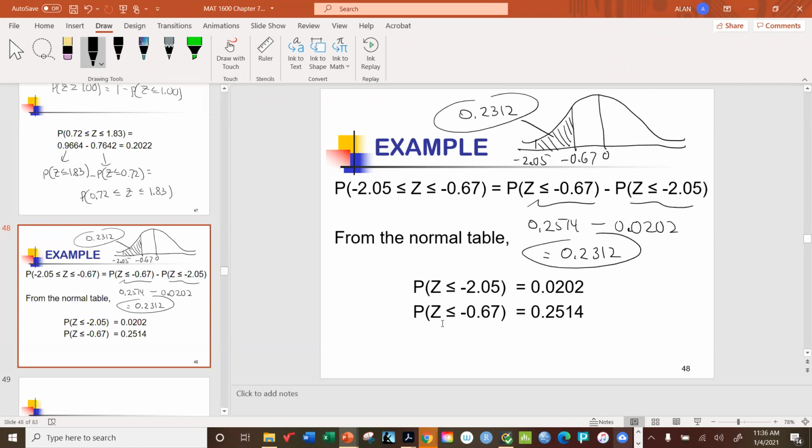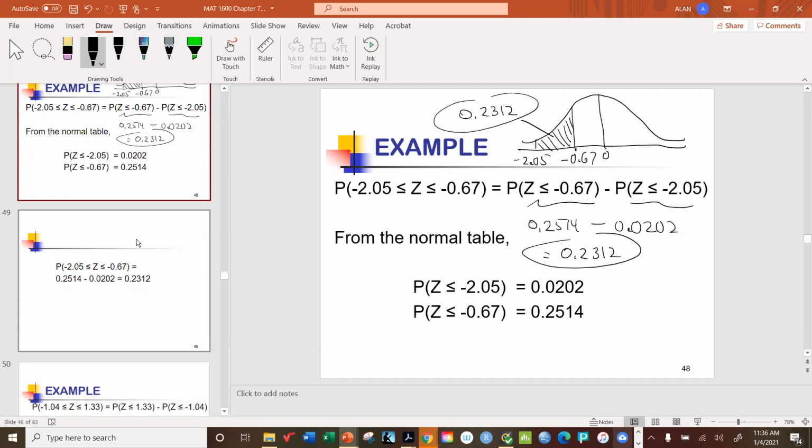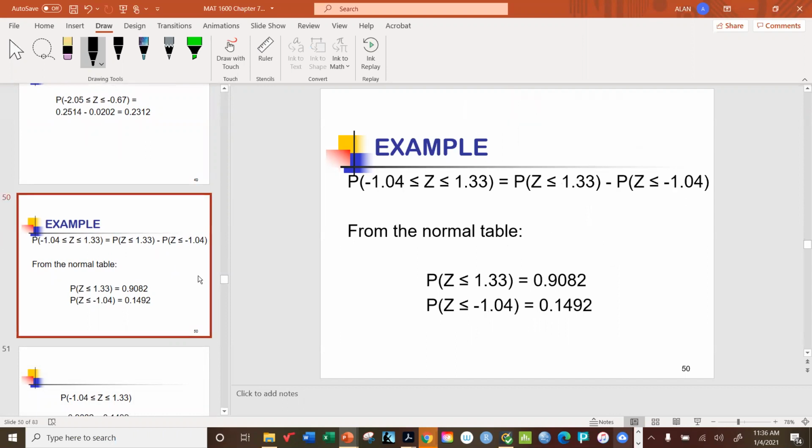All right. So far, this isn't too bad. Oh, one more possibility here. What if we have an in-between probability where one is positive and one is negative? Well, again, it's not a problem because conceptually it's exactly the same procedure. By which I mean we're looking for the area between negative 1.04 and positive 1.33.